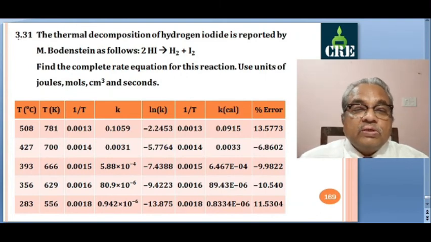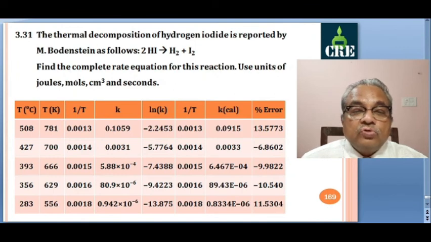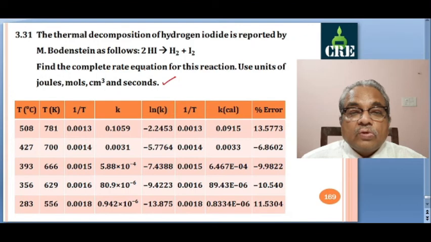The last problem of the exercise, 3.31. Thermal decomposition of hydrogen iodide is reported by M. Bodenstein as 2 moles of hydrogen iodide gives you 1 mole of hydrogen, 1 mole of iodine. Find the complete rate equation for this reaction. Use the units of joules, moles, centimeter cube and seconds. Okay. Complete rate equation we want to find out.